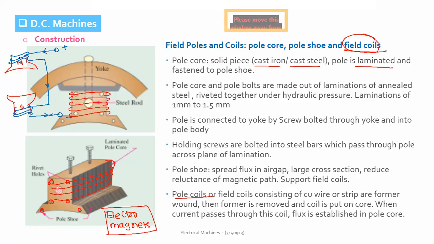So this will form the N pole, depending upon the direction of current. You can apply the right hand thumb rule to find in which manner we have to wind the coil to make this the N pole. Similarly, here we want to make it an S pole, so the turns that are wound over here should be opposite to this. So this will form the N pole and this will form the S pole when the current passes through this coil, and this coil is nothing but the field coil.